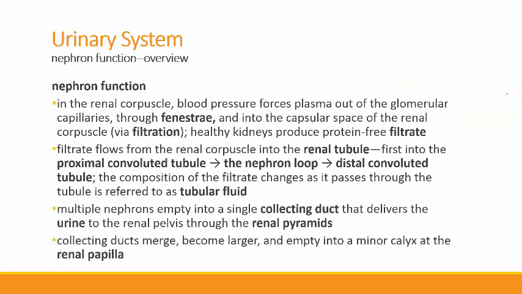Okay, so how does all this function? In the renal corpuscle, it happens because of blood pressure. So it's hydrostatic pressure. We push the plasma out of the glomerulus through those fenestrae, the slit pores, and into that capsular space. So this is all filtration. If you think back to the ways that we move fluids from one side of a cell layer to the other, this is filtration. And if the kidney is healthy, then the filtrate that we produce is protein-free.